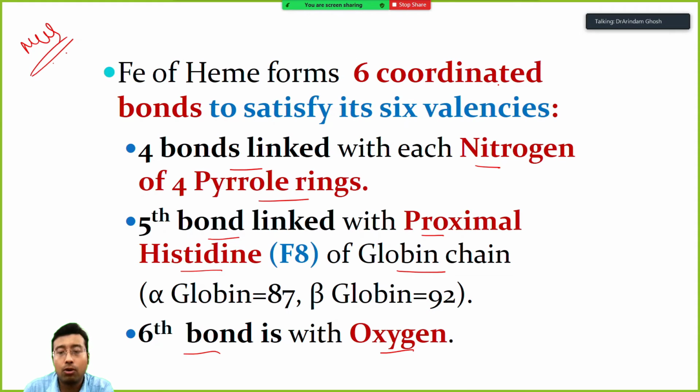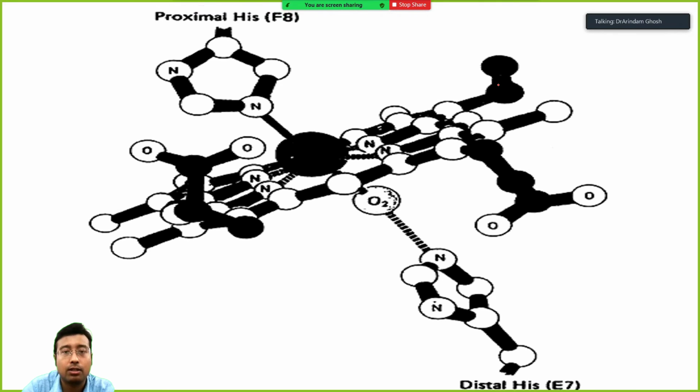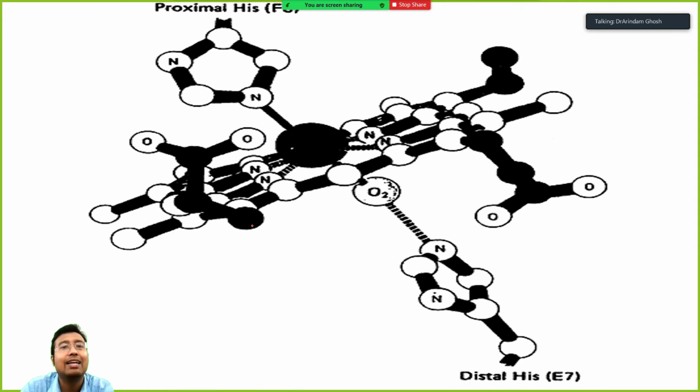Okay, so 4. Again, I will show you. This is actually a 3-dimensional structure, right? See, 4 bonds of iron are linked with the nitrogen of 4 pyrrole rings. Fine. The 5th bond is connected to the proximal histidine. If we make it 2-dimensional, there will be 4 pyrrole rings.